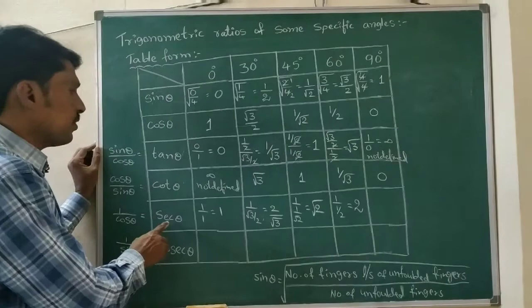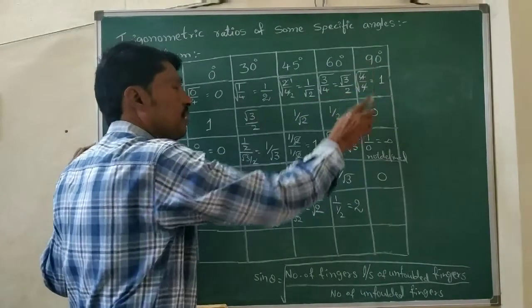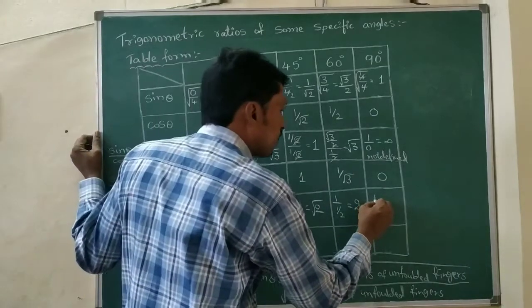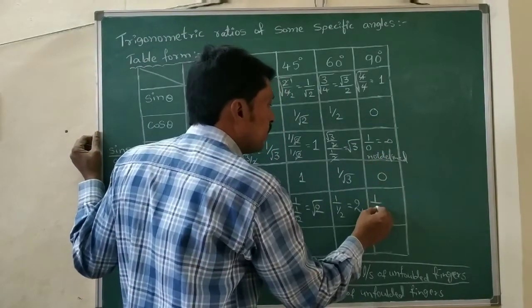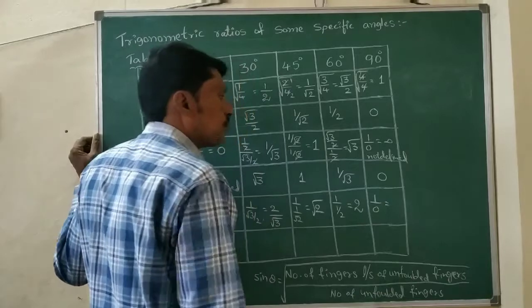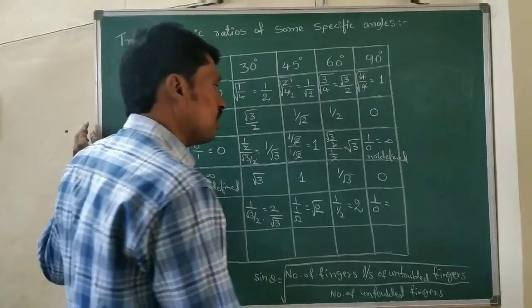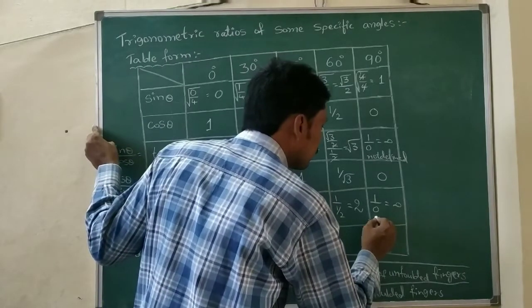Next, sec 90. Sec 90 value is 1 by cos 90. Cos 90 value is 0. So 1 by 0, what value can we get? That is not defined or infinity.